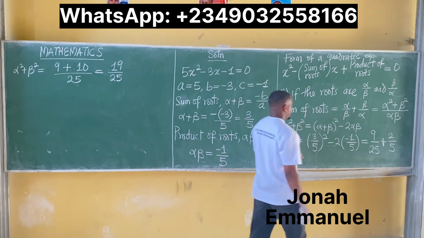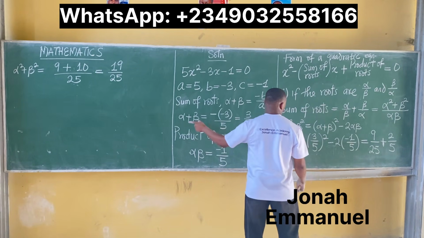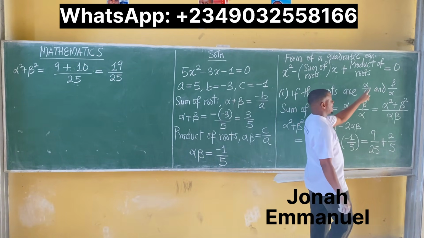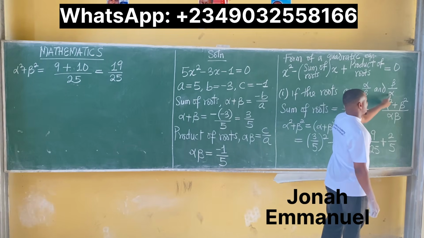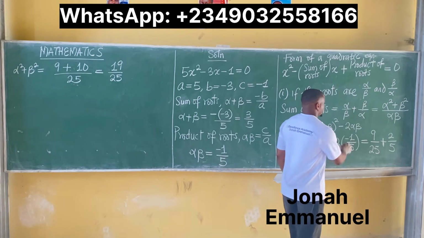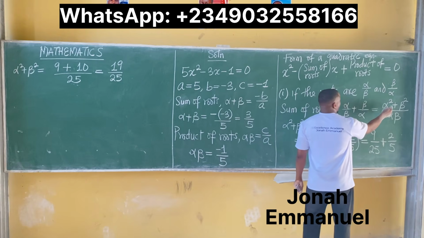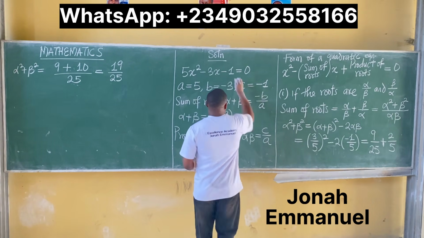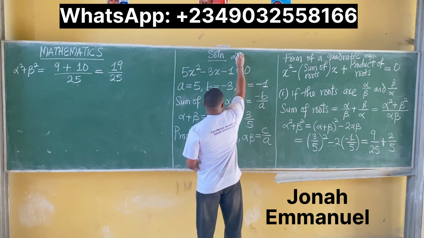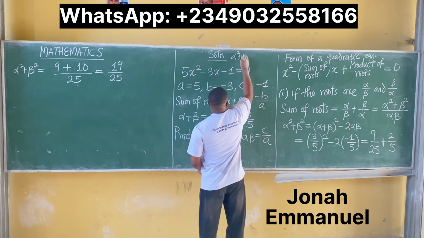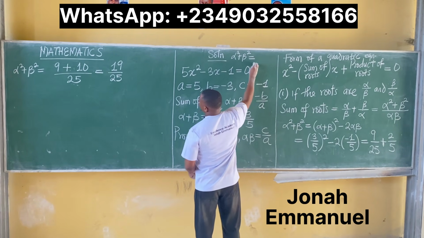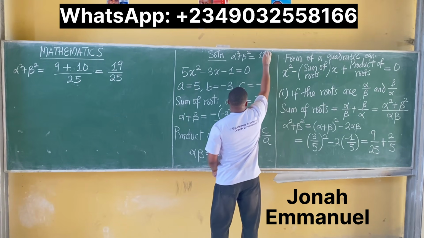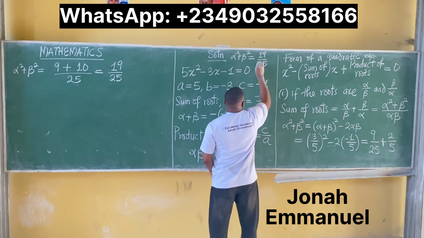All right, so we did sum of roots. We said for the first one, if the roots are alpha over beta and beta over alpha, then when we sum the roots, the sum of roots is equal to alpha squared plus beta squared over alpha beta. I think I should add it here. Let's add it here, that alpha squared plus beta squared is equal to 19 over 25. Okay.